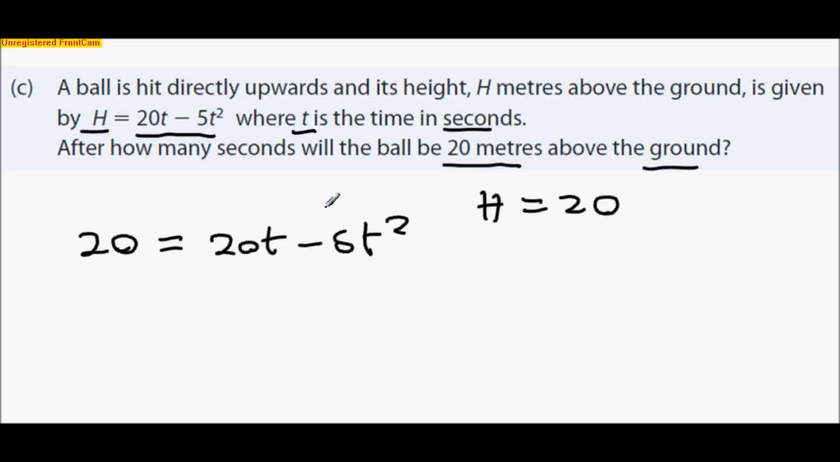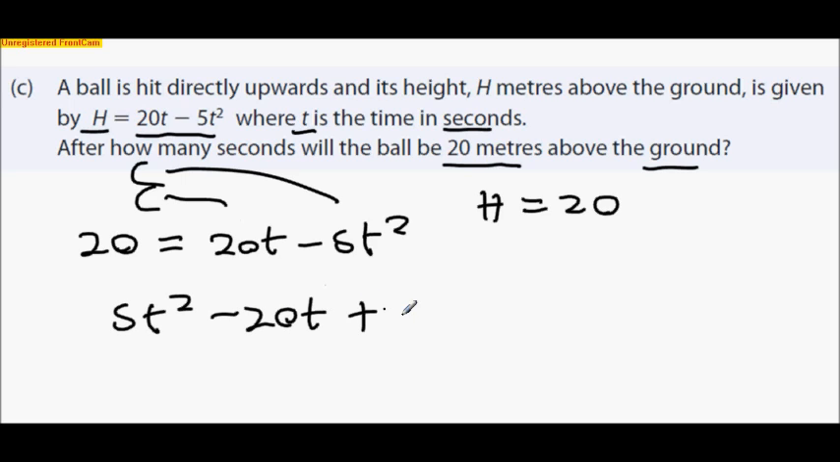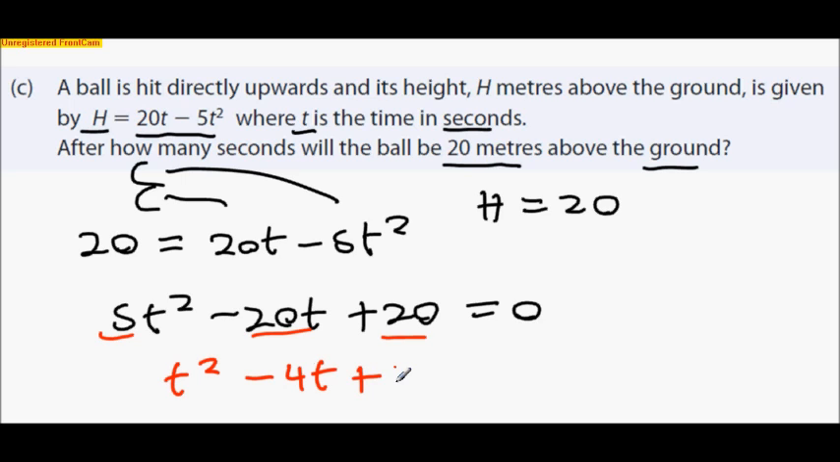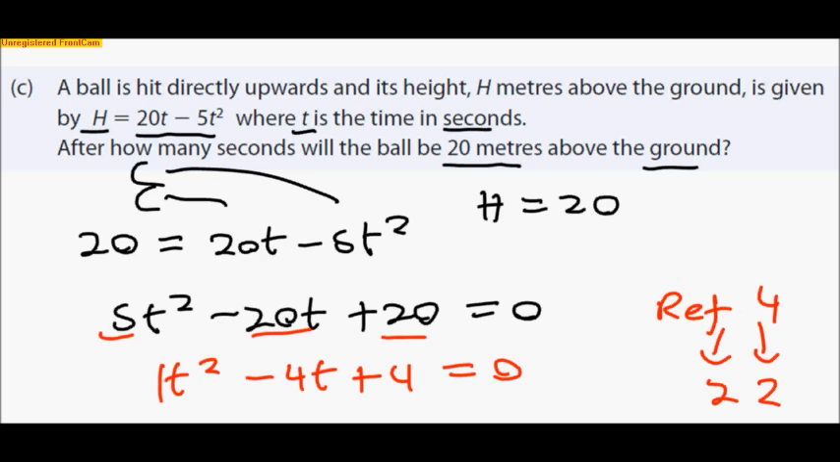Move the 5t squared and 20 over the other side, so we get 5t squared minus 20t plus 20 equals 0. All of them can be divided by 5. So what we get is t squared minus 4t plus 4 equals 0. Reference number is 4 because it's 1 multiplied by 4. Break it up into 2 and 2. Minus 2 and minus 2, excuse me.